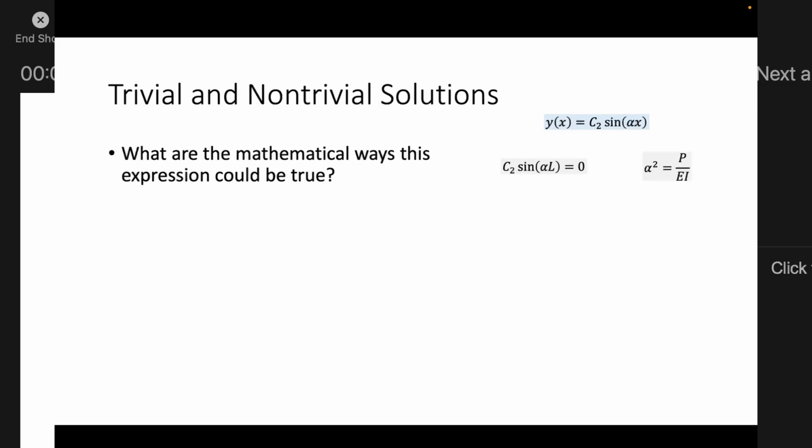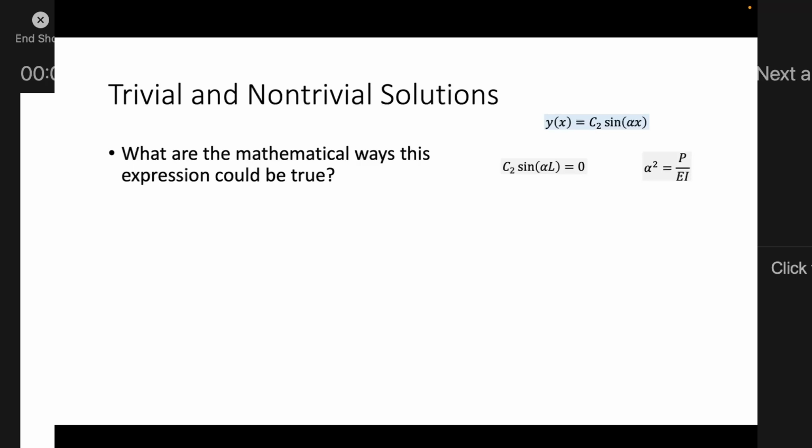So let's recap where we are so far. This is our function for the displacement of the column. I have here that this has to be true, and let's remember what alpha is. We defined alpha squared equals P over EI. That's what we know so far. If we're in differential equation land, in Math 335, we're trying to figure out what C2 is, and we have this going on. Now, I would argue this slide is where Math 335 ends and CE 414 begins.